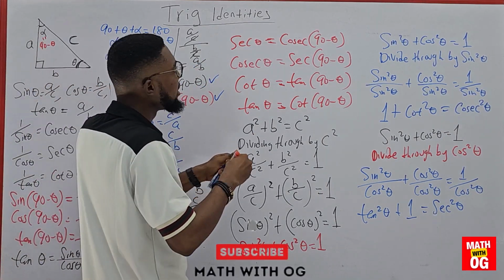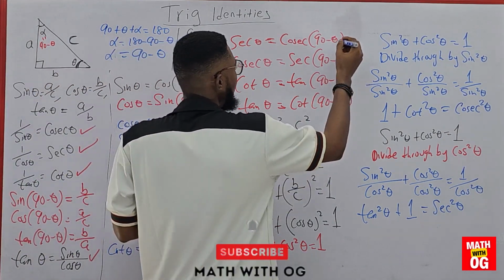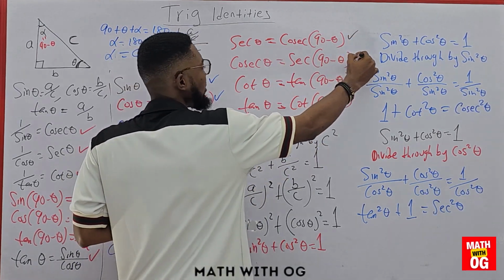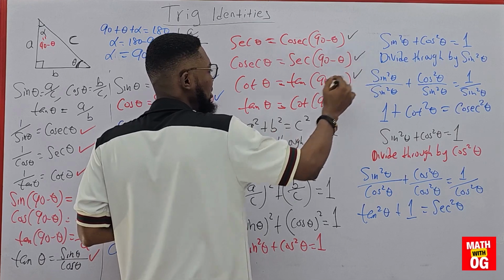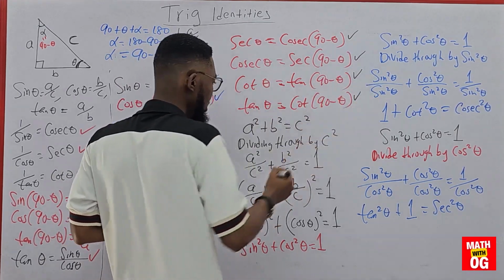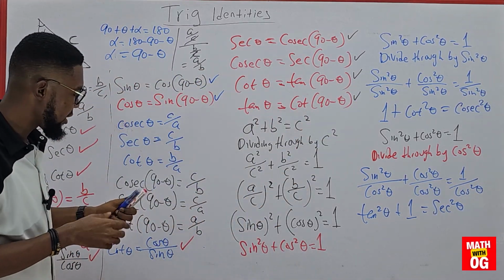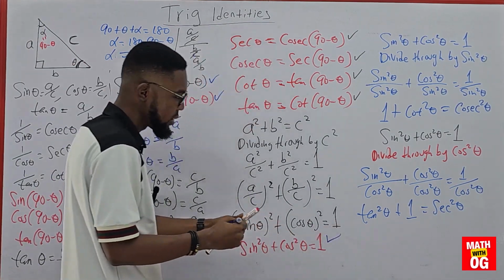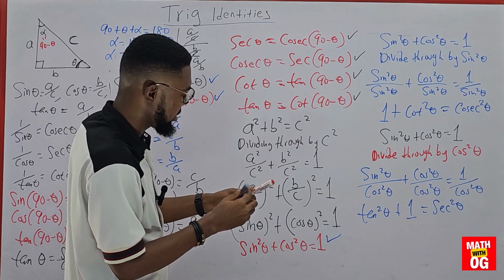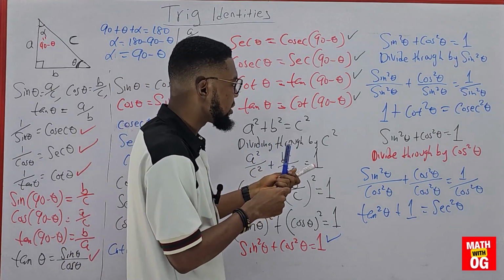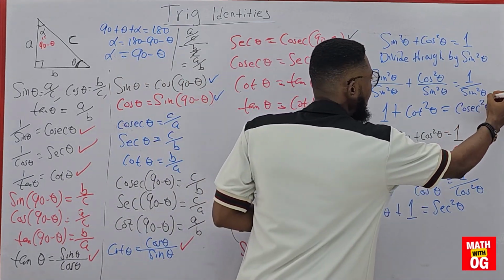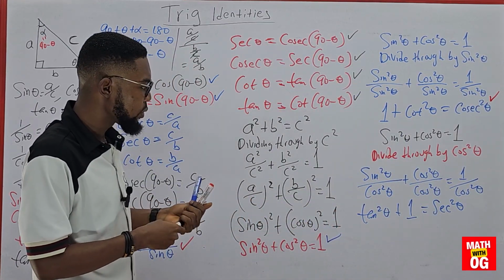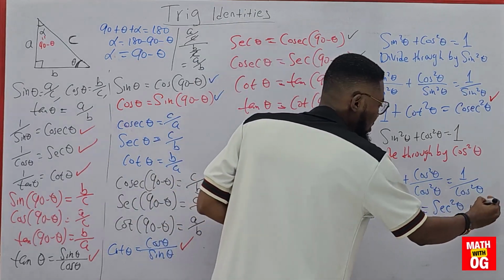Sec theta is cosec 90 minus theta. Cosec theta is sec 90 minus theta. Cot theta is tan 90 minus theta. And tan theta is cot 90 minus theta. Then in similar fashion, you take note that sine squared theta plus cos squared theta is always equal to 1. Take note that 1 plus cot squared theta is equal to cosec squared theta. And lastly, tan squared theta plus 1 is equal to sec squared theta.